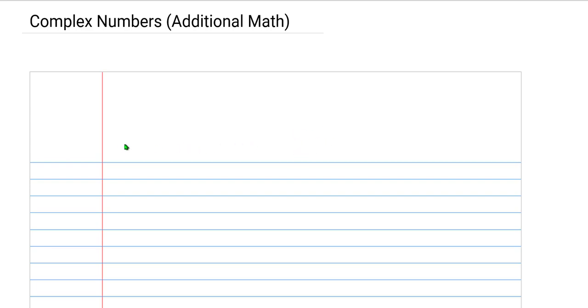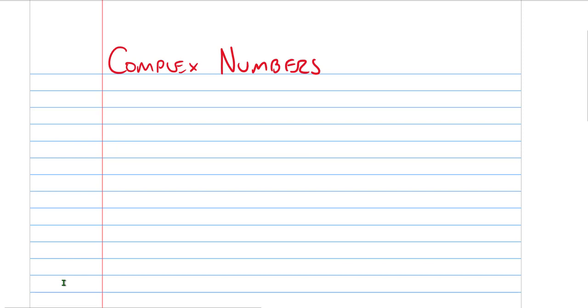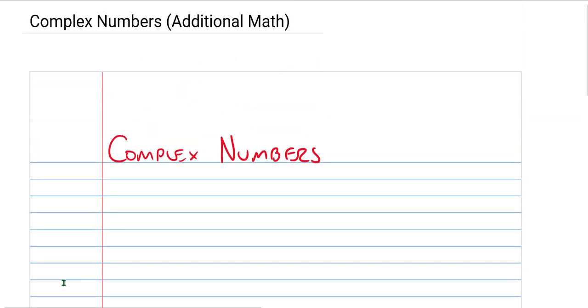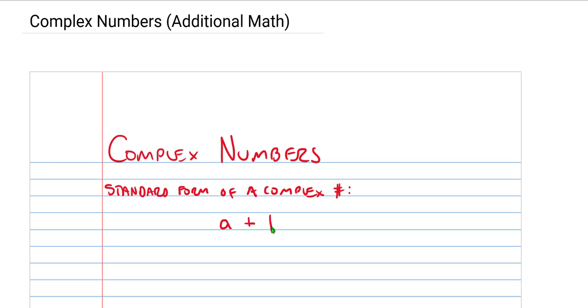So in terms of what we're going to do here, obviously first we're going to go ahead and write down complex numbers. And the first thing that we should probably talk about is the standard form of a complex number. Standard form of a complex number is a plus bi, where a is the real part.